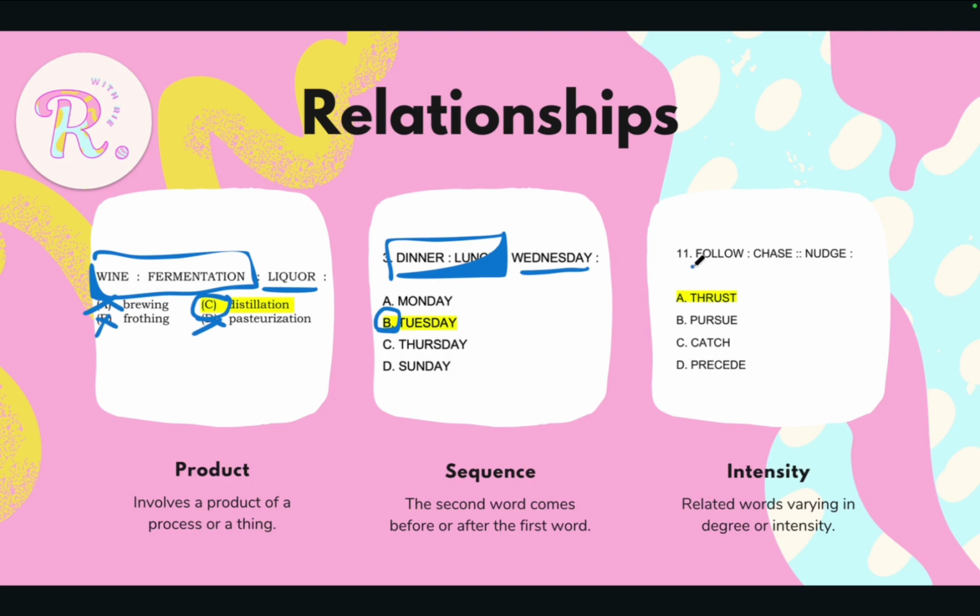So follow is to chase, as nudge is to blank. Chase is a more extreme version of follow. So what is a more extreme version of nudge? That is not pursue, because pursue would be similar to follow. Catch, not necessarily. It is not involved in this one. Precede, also not. So that would leave us with thrust. Other examples of intensity would be lukewarm is to boiling, as flurry is to blizzard, like that.